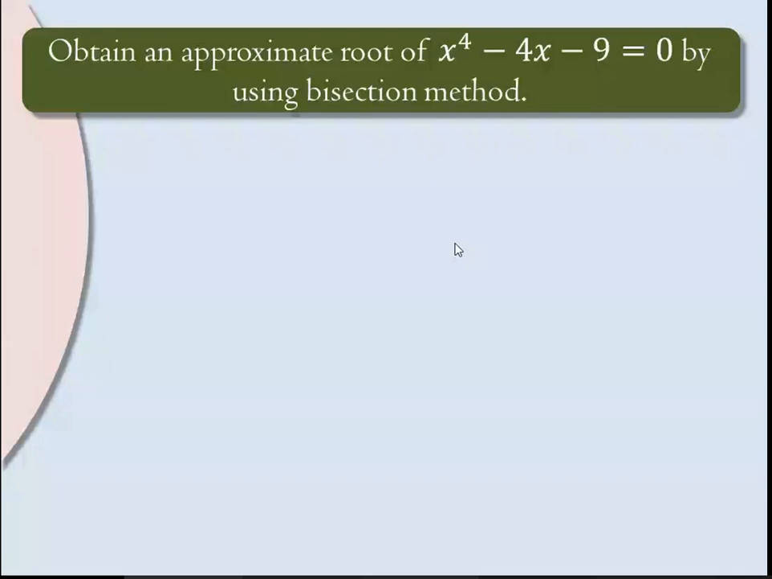Now, what is the method? First of all, take this equation as f of x. If there is no 0 on the right hand side, then take all the terms on this side and equate it to 0. Then whichever term is equal to 0, take that term as f of x. So considering f of x is equal to x raised to 4 minus 4x minus 9.